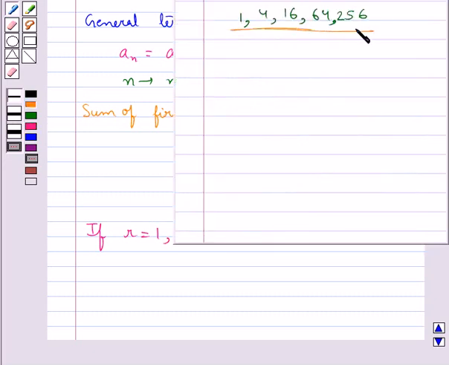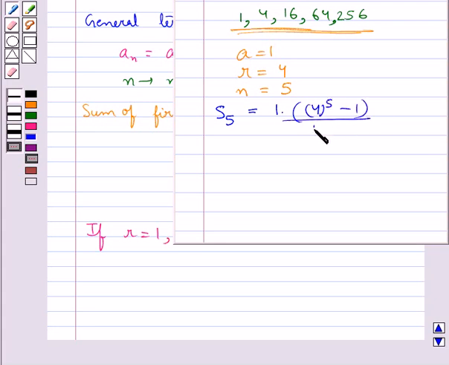Consider this GP, here the first term A is equal to 1, the common ratio R is equal to 4, and the number of terms of the GP given by n is equal to 5. Let's find out the sum of these 5 terms of the GP, that is, we need to find S5, which is equal to A, that is 1, into R raised to the power N, that is 4 to the power 5, minus 1, upon R minus 1, which comes out to be equal to 341. That is, sum of the first 5 terms of the given GP is 341.